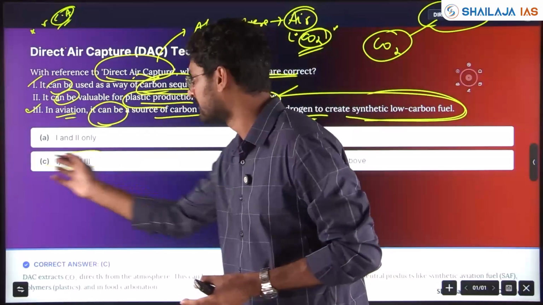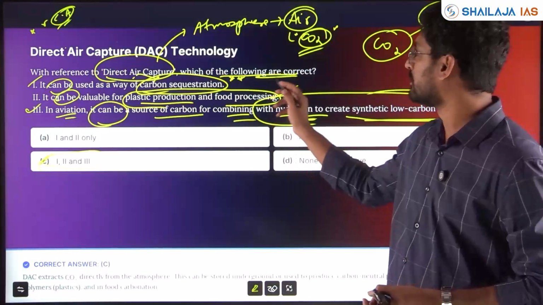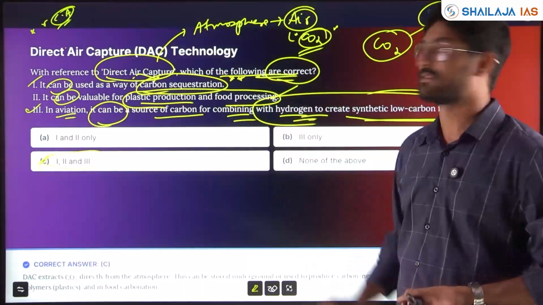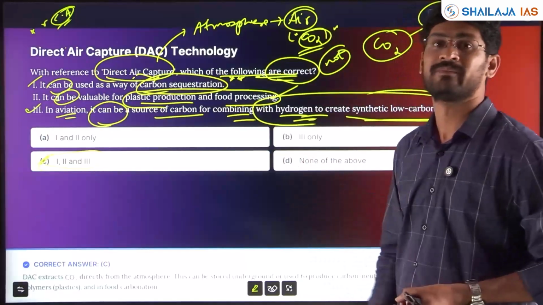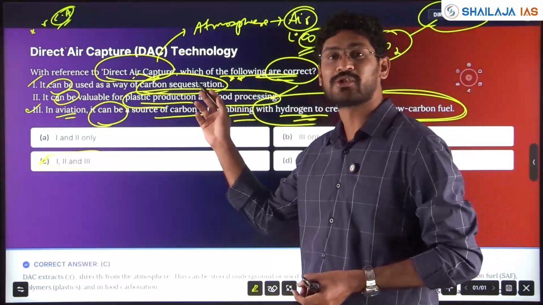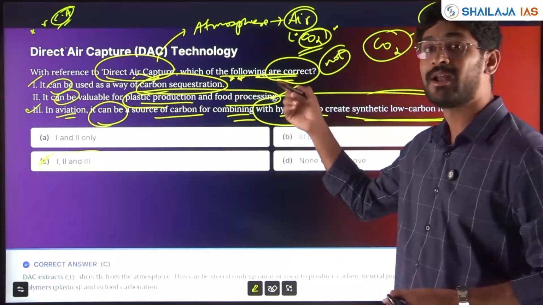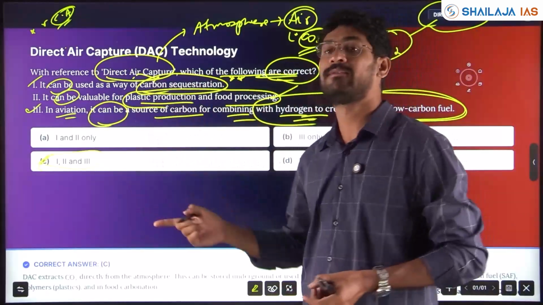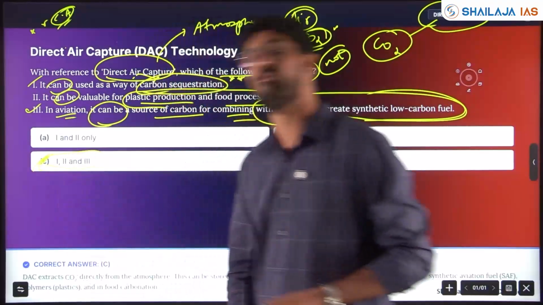So the answer is C, 1, 2, 3. What is the answer here? 1, 2, 3. The question is asking which of the following are correct. Sometimes he'll ask which of the following are not correct and give none of the above. That time, read the statement questions properly, then there will be a none of the above answer if it asks which of the following are not correct. Here all the following are correct and it is asking which of the following are correct. So the answer will be option C, 1, 2, 3.